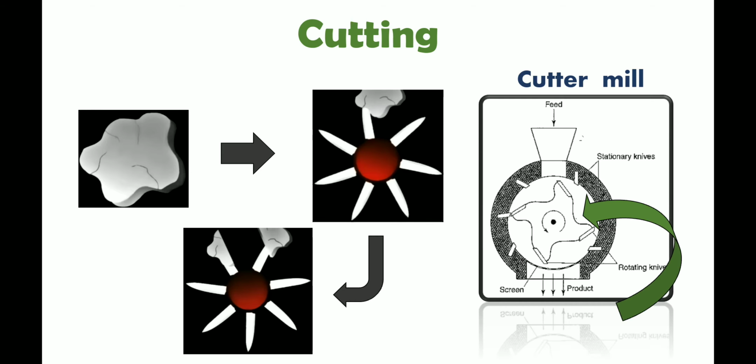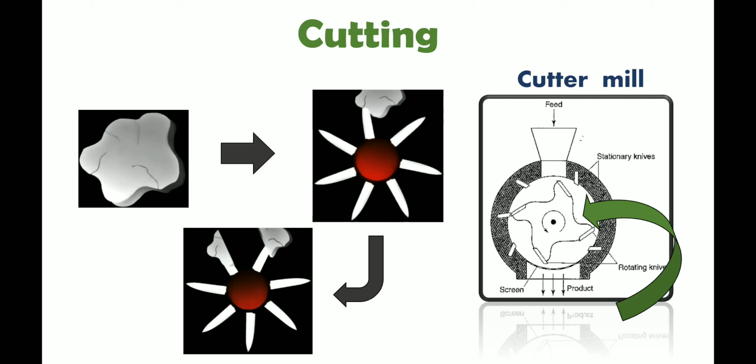The next stress used for size reduction is cutting. If the name of the process is cutting, it must refer to the cutting down of larger particles into definite shaped smaller particles. In this mechanism, the particle is cut through using sharp knives, blades, or surfaces on the equipment.